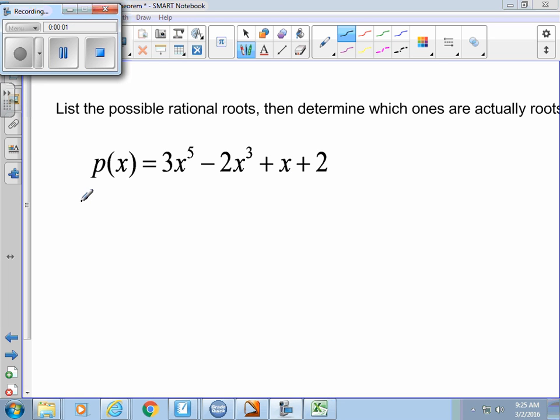What are the possible rational roots and how do you list them? The P and the Q thing. So what is P and what is Q?